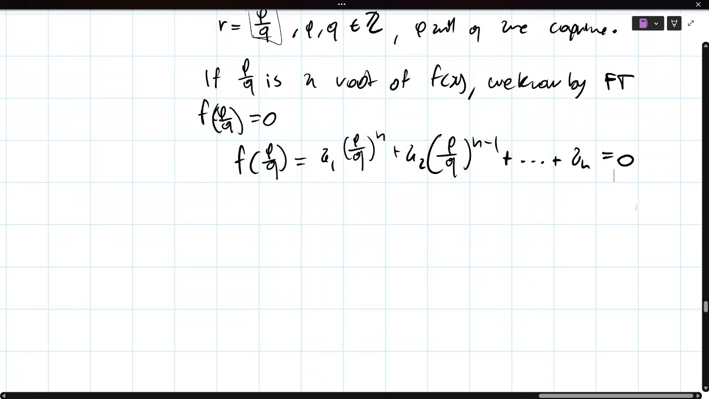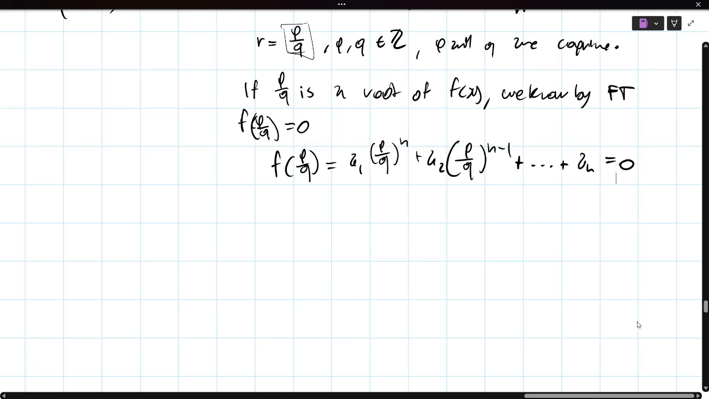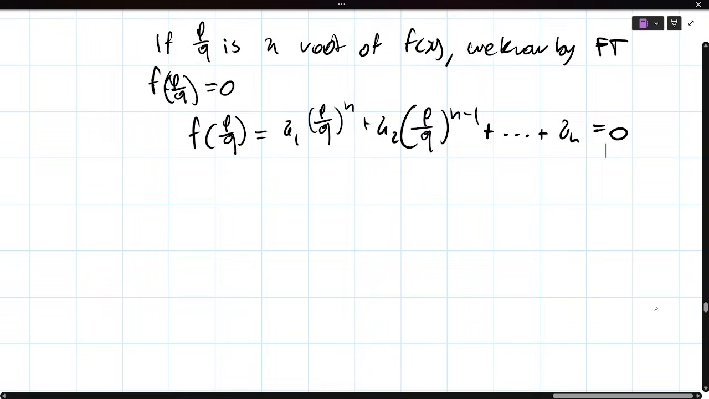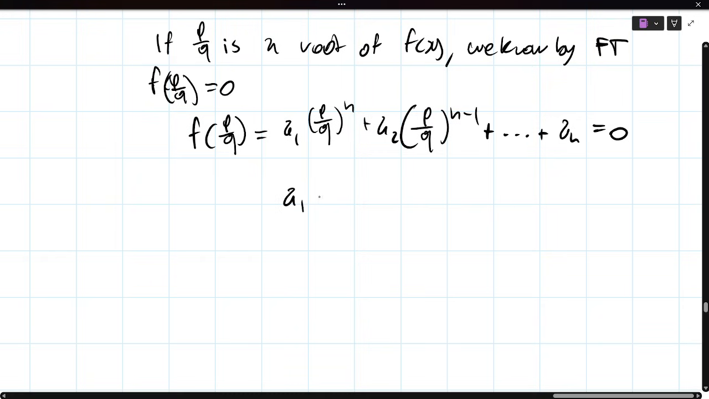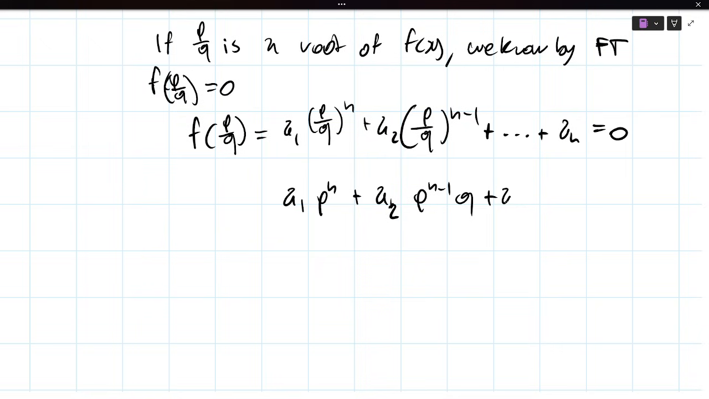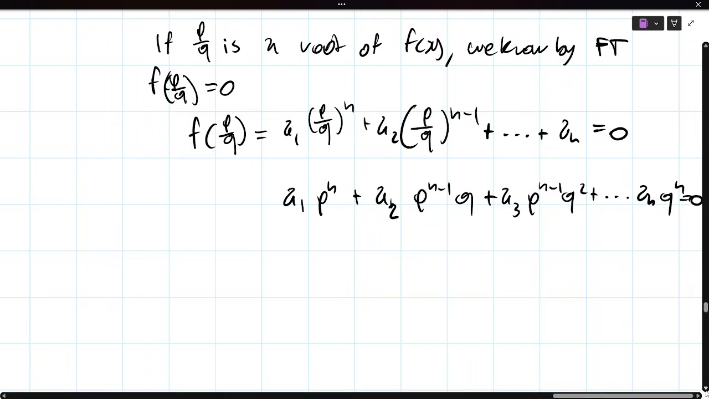Now, this is quite important. The next step I'm going to do is I am going to multiply everything by q to the n, and I'm going to be left with the following. And let's say I am going to show one extra term for clarity.